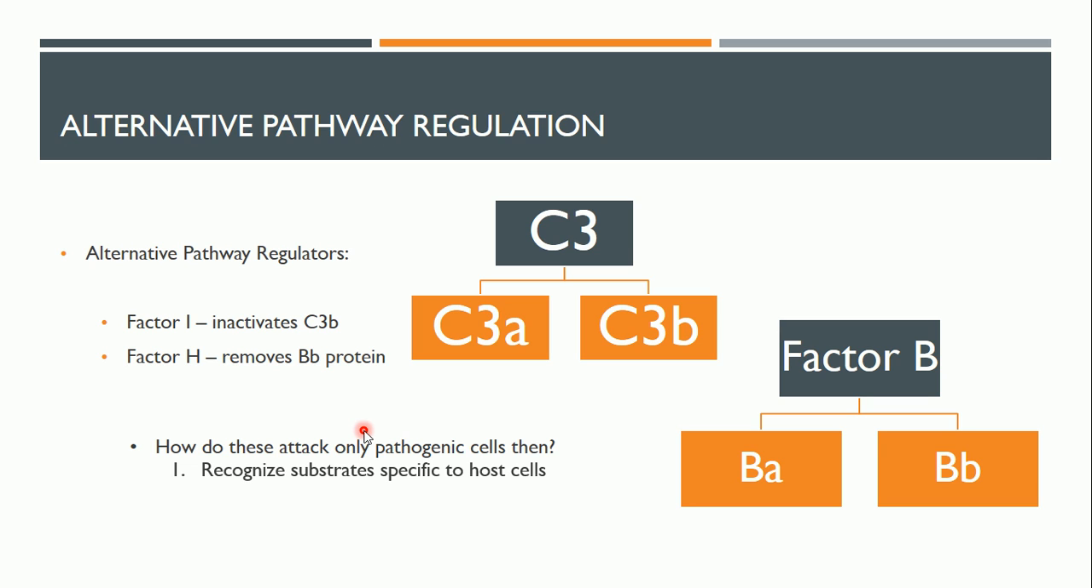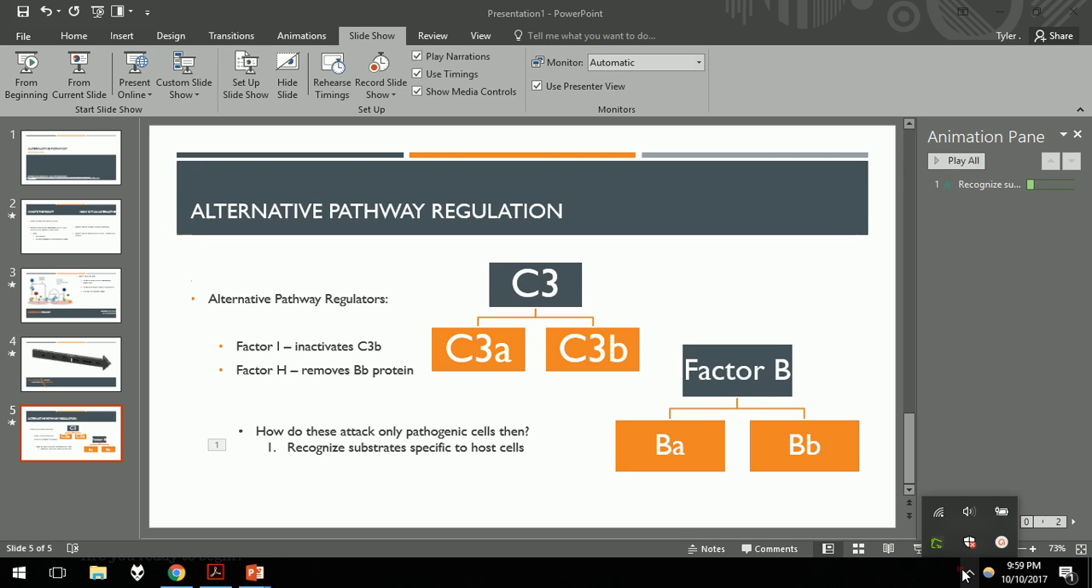And that's really the very core of how exactly we are able to figure out why the alternative pathway only attacks pathogenic substances or antigenic substances. I should be using antigenic actually instead of pathogenic, because this will attack non-pathogens as well, as long as they are antigens.